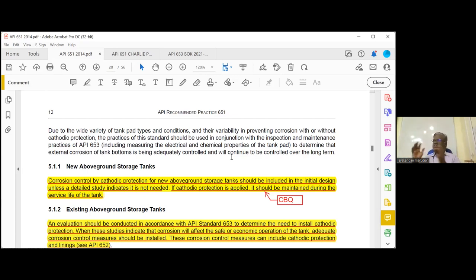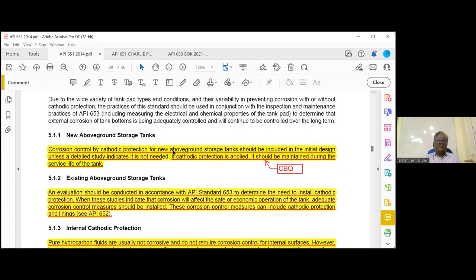Sometimes after some years of service, if they think the bottom is severely corroding, they can go for cathodic protection also. Corrosion control by cathodic protection for new aboveground storage tanks should be included in the initial design unless a detailed study indicates it is not needed. If cathodic protection is applied, it should be maintained during the service life of the tank. So if you go for cathodic protection from the starting, it should be maintained during the entire service life of the tank. That is important. Closed book question.